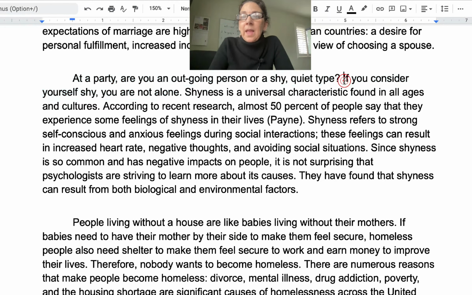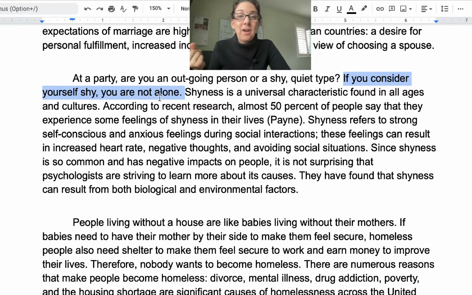Okay, then we transition into the background. And how do we transition into the background? Because if you consider yourself shy, you are not alone. Okay, so this shows us that if you answer that you are a shy person, you are not alone. Many people are shy. Then, shyness is a universal characteristic found in all ages and cultures. See how the writing is flowing nicely?